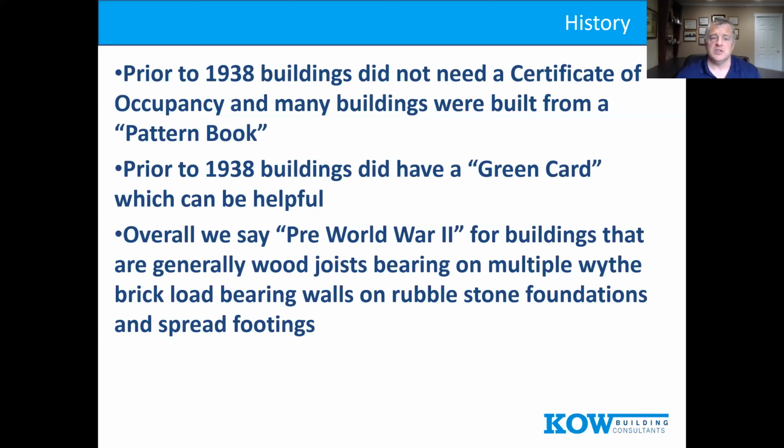So a lot of this can be summed up as follows. When we say pre-World War II or pre-war, we're generally talking about tenement buildings which were built for working class families. These are buildings that have generally wood joists, bearing or sitting on multiple layers or wythes of brick bearing walls. We're going to see lots of photos in a minute, and rubble stone foundations with spread footings. That's traditionally what we're going to see when we say pre-war.